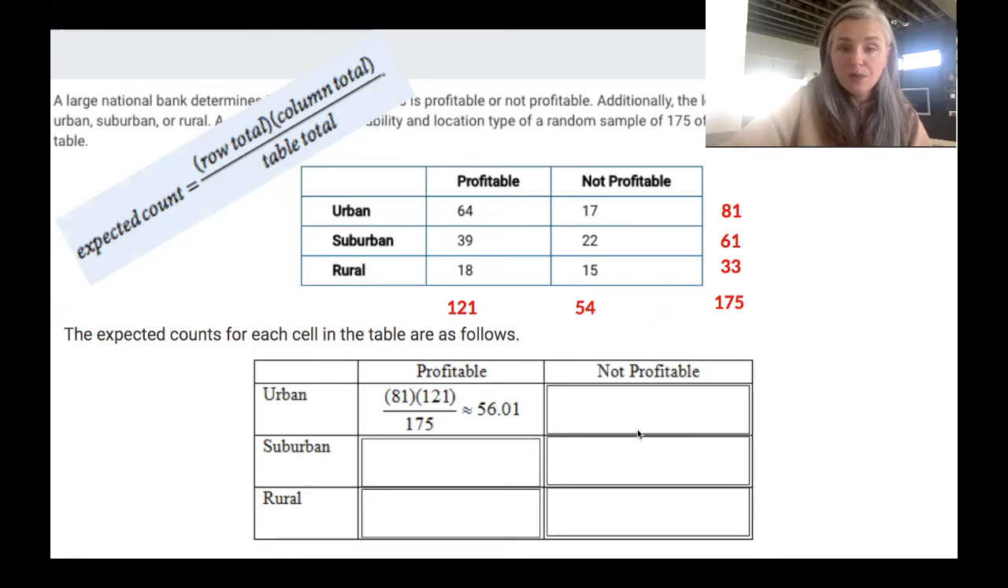What about not profitable? There's 17. What would we expect? Well, we're going to do urban times not profitable divided by the total. We would expect to see about 25 banks. We only saw 17.